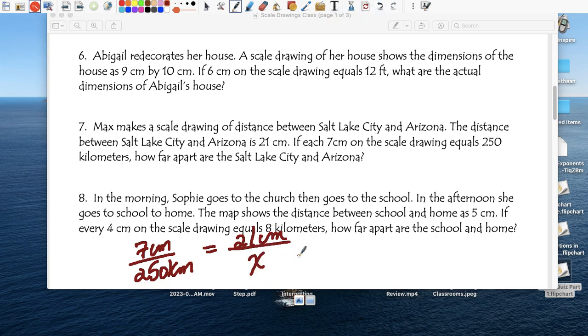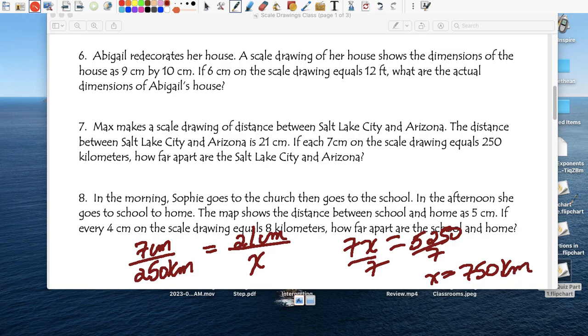So what is 21 centimeters in real life? Well, x. Cross multiply, 7x. 250 times 21 is 5,250. Divide by 7, and x equals, no idea, 750 kilometers. So the 2 cities are 750 kilometers in real life apart.